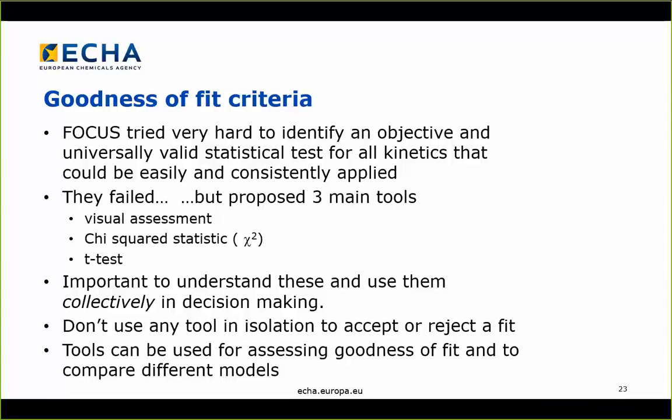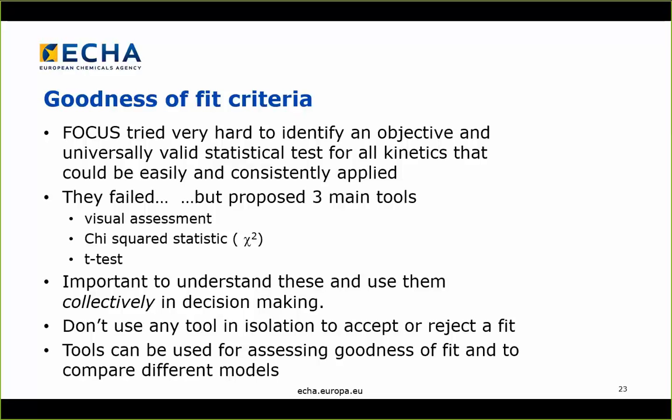So the Focus work group tried really hard to identify a single, objective and universally valid statistical test that could be used for all kinetic models, that could be easily and consistently applied. And to be honest, they failed. I feel a bit harsh saying they failed when they produced such a great guidance document. They couldn't really find a single objective test that would work. So they ended up proposing three main tools: the visual assessment, the chi-squared statistic, and the t-test.